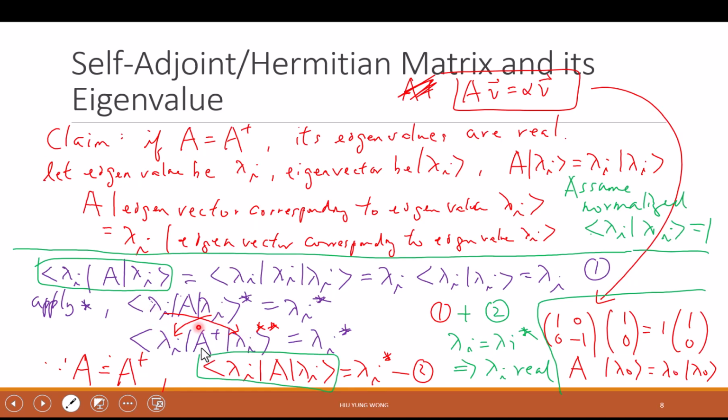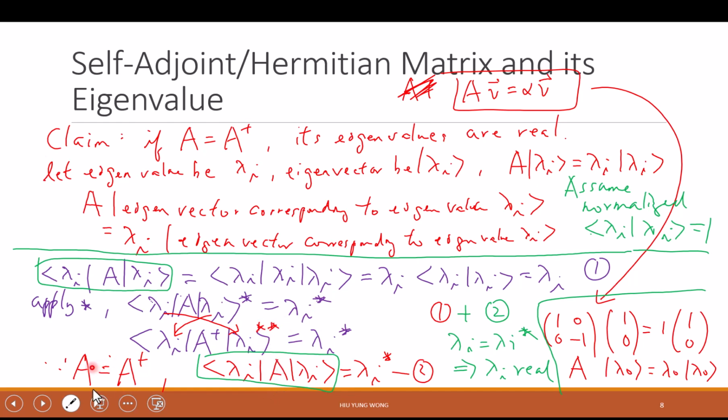Swap, no change for swap because both are lambda I. Make A dagger, self-adjoint, apply one more complex conjugate to the whole thing, then this should be equal to this, right? And this is still equal to this. But if you take 2 complex conjugates, then this is gone.